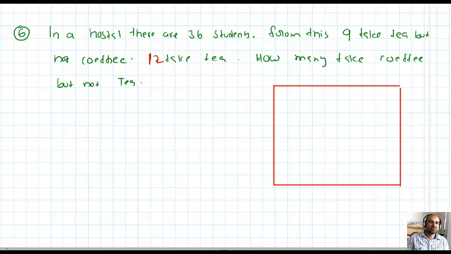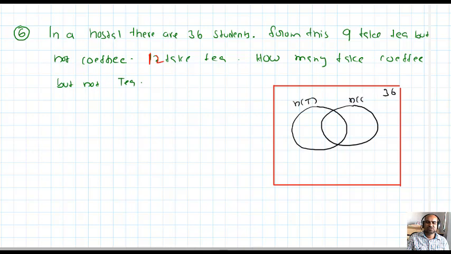Okay, students, listen here. 2 categories are there. One is coffee, another is tea, intersecting only. Total 36 students. N of T I can write, N of C I can write. 9 take tea but not coffee means only tea. 9 members can take only tea. 12 members can take tea means total circle 12. Already here 9, so what is this? This is nothing but 3. Means 3 members can take both tea and coffee.